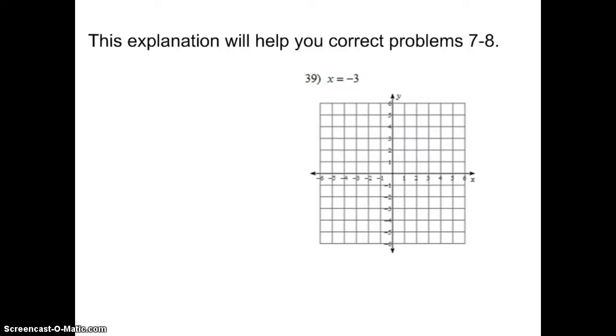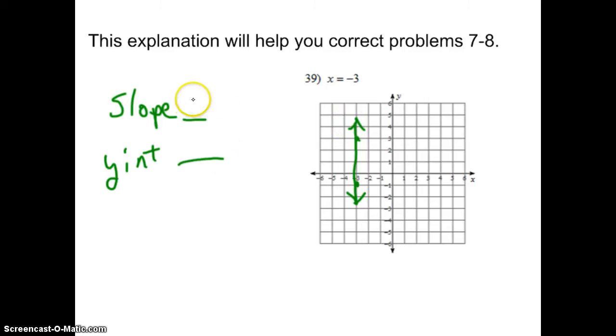Alrighty, so for 7 and 8, you were asked to find the slope and then find the y-intercept. So for this particular problem here, any value of y up and down the y-axis, x will always be negative 3. So whatever number y is, if y is negative 1, x will always be negative 3. If y is a positive 3, x will always be a negative 3. So here we're graphing a line that has an undefined slope.